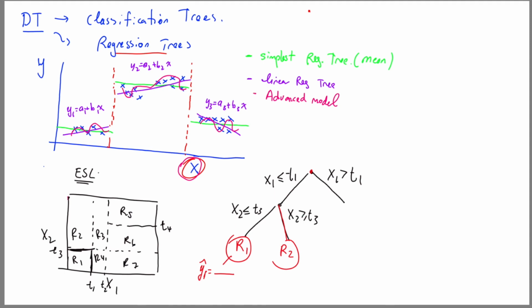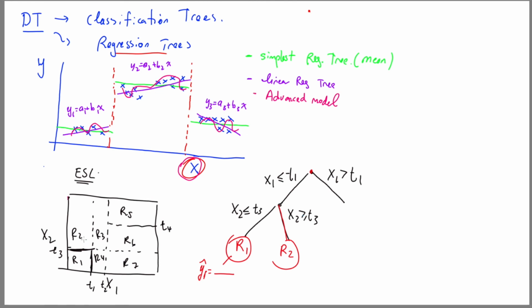Okay, so at this point, the only remaining question is how to build the model in each region. It's pretty straightforward to build the model in each region. The only thing we haven't mentioned is how we actually find where to split the input space and identify these regions. So I'm just going to show a simple example of this.